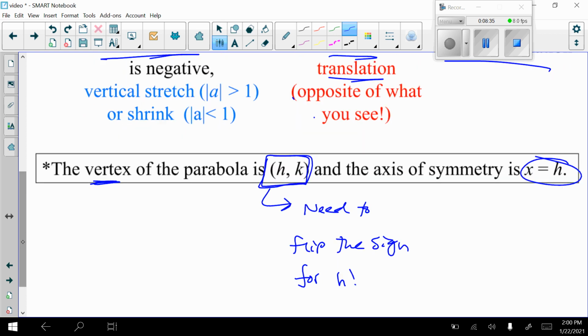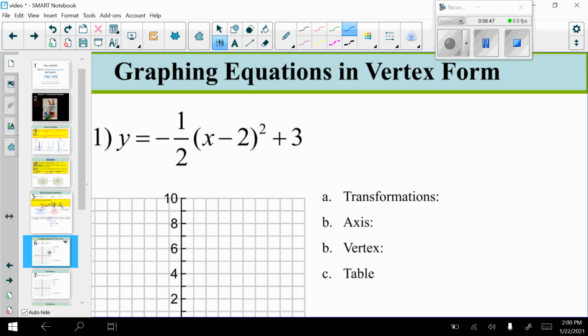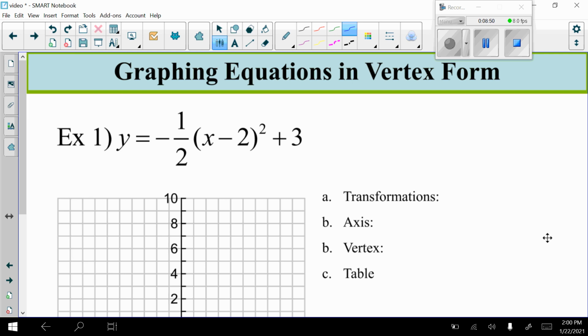So whatever I see inside of my parentheses, I have to change the sign when I go to say that's the axis of symmetry for the vertex. All right, and I'll show you what I mean specifically in this next example. So let's actually do an example of this stuff.